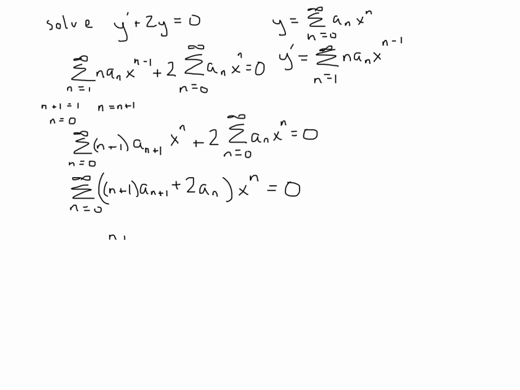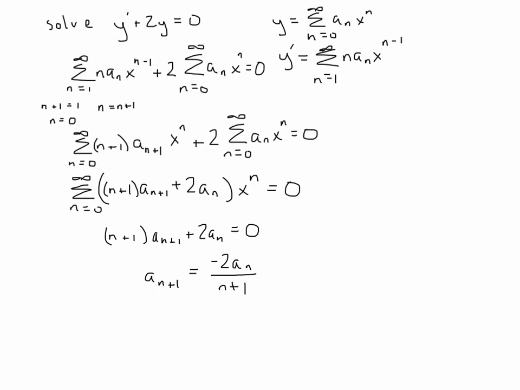So I'm going to take n plus 1 times a sub n plus 1 plus 2 a sub n. I'm going to set all that equal to 0. And I'm going to solve for the largest a sub, which is a sub n plus 1. That's bigger than n. So I'm going to solve for that one. So I'd have to subtract 2a sub n, and I'd have to divide by n plus 1.